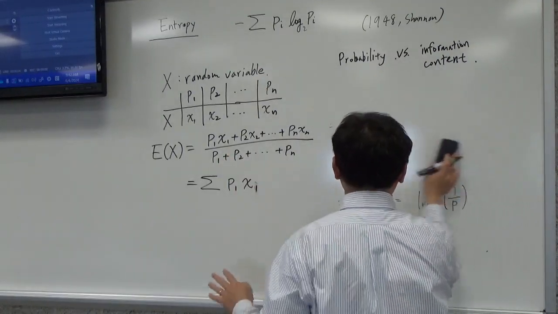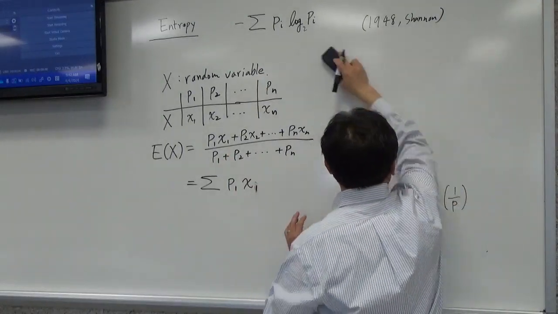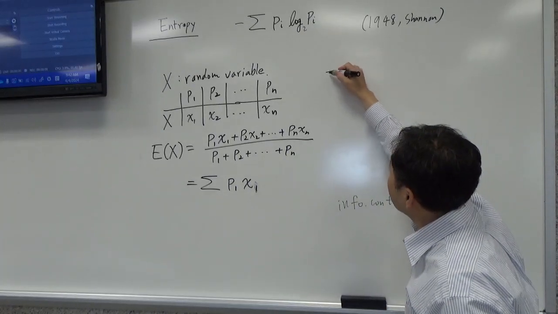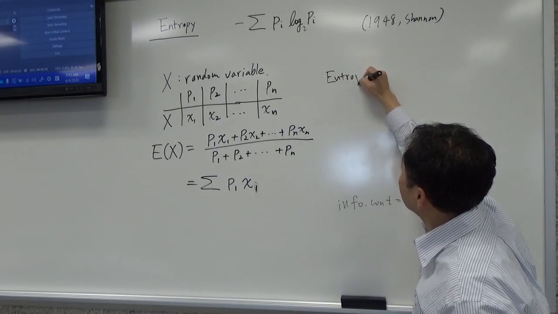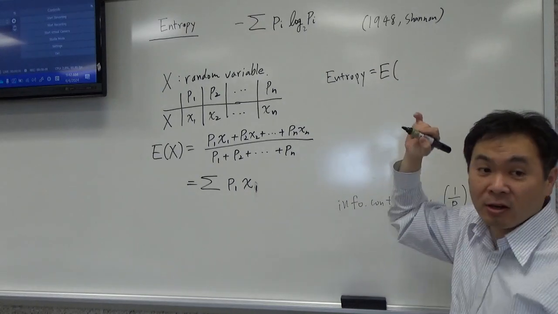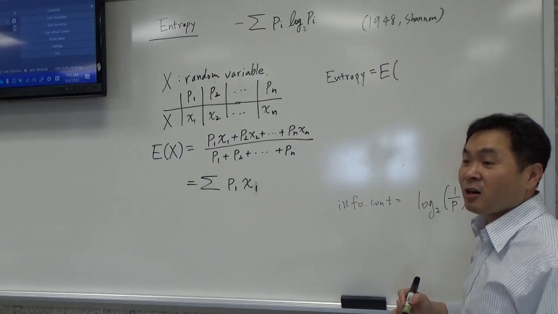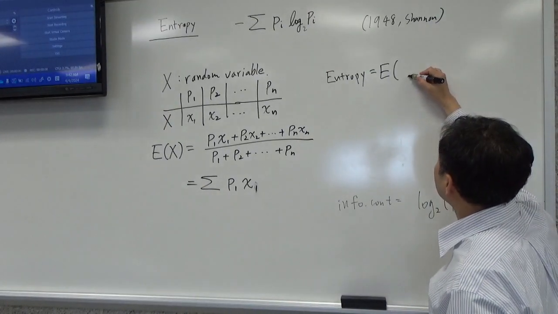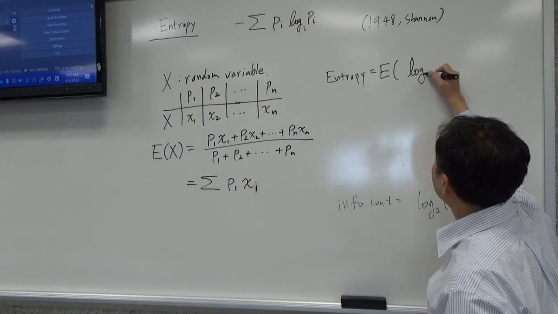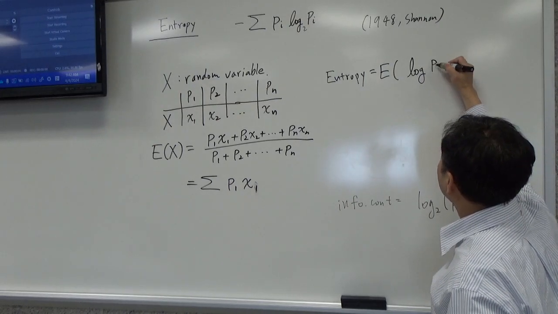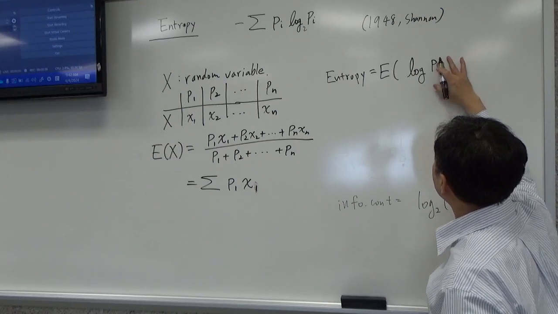If you have this understanding, then we can now define what an entropy is. An entropy is the expectation value of the information content. So this is log of each probability. Log of p.